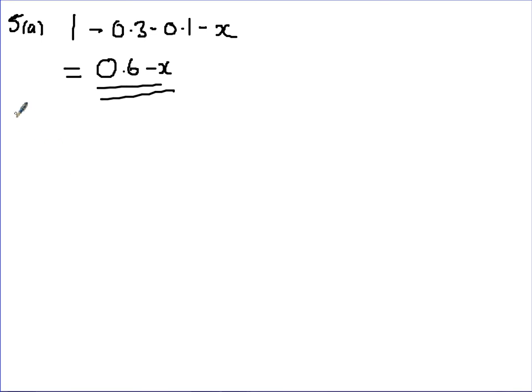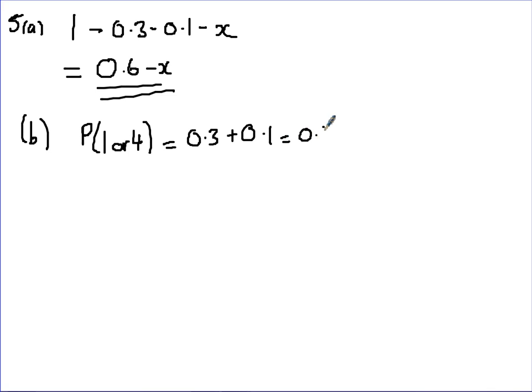B, then work out the probability that the spinner will land on either 1 or 4. So probability that it lands on either is, or the OR rule is that you add the probabilities. So probability of 1 or 4 is equal to the probability of 1, add the probability of 4, and that gives you 0.4.